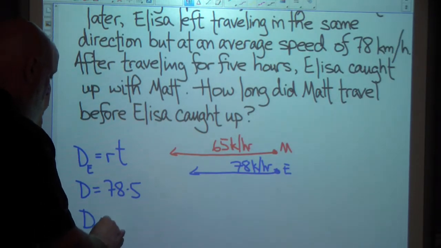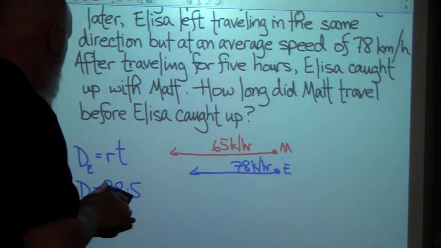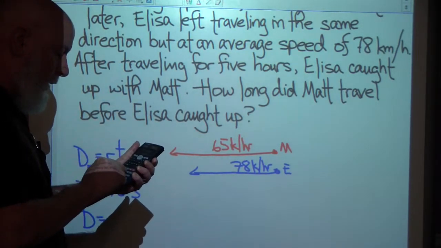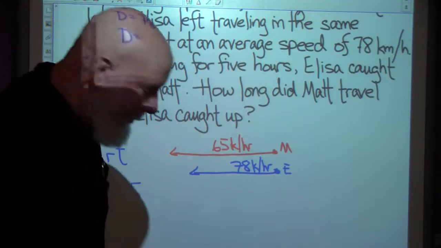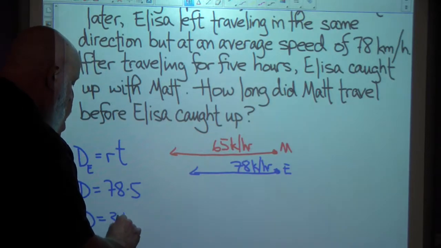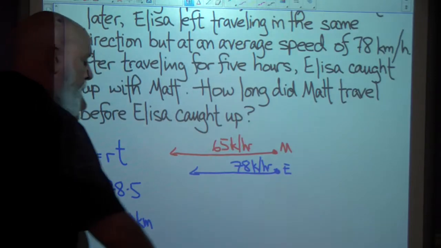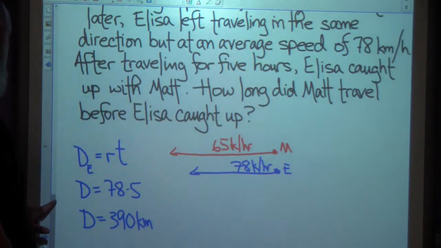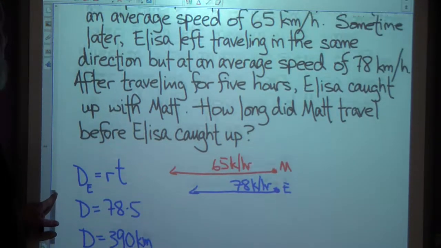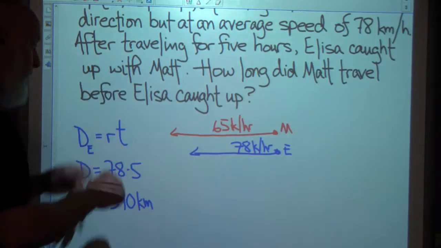So distance equals whatever 78 times 5 is. I'm not going to trust my brain on that one. Help if I did the right buttons. 390. So she travels 390 kilometers and catches him. Now, what are we asked for? That means that Matt also traveled 390 kilometers, because at the point when she catches him, they both traveled the same distance.